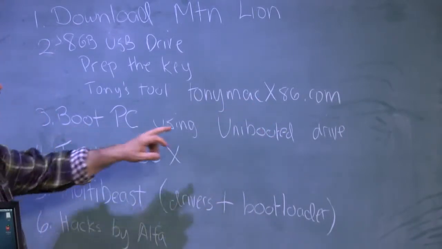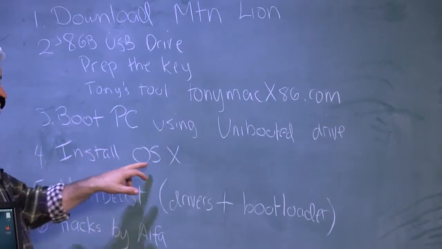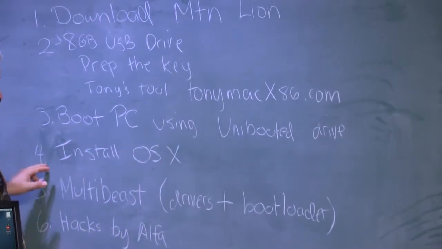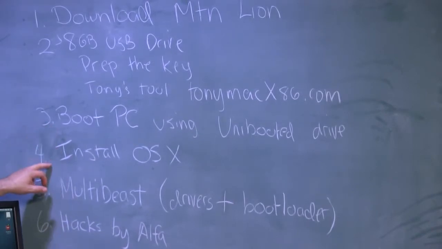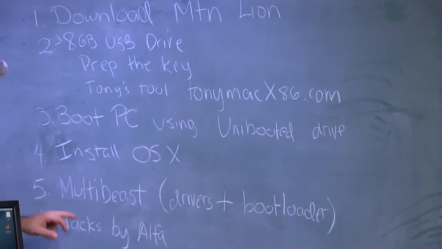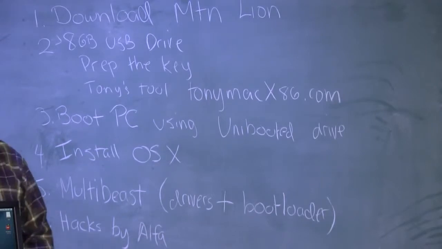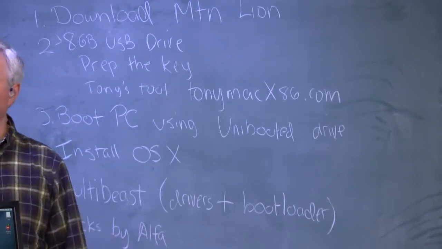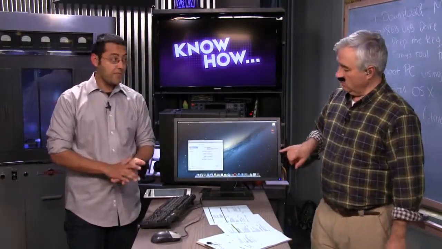So prep the key. Tony's got all the tools you need at TonyMacX86.com, including Unibeast, which you'll be using to boot the PC, and then you'll install OS X. Now, you don't have all the drivers on it yet, so you need to continue to use that USB key and Unibeast to reboot and install drivers and a bootloader using MultiBeast. Once you've done that, if you've got all the drivers and you've got OS X working, you should be able to reboot. Ayaz used Hacks by Alpha to help him put together a list of the drivers he needed.